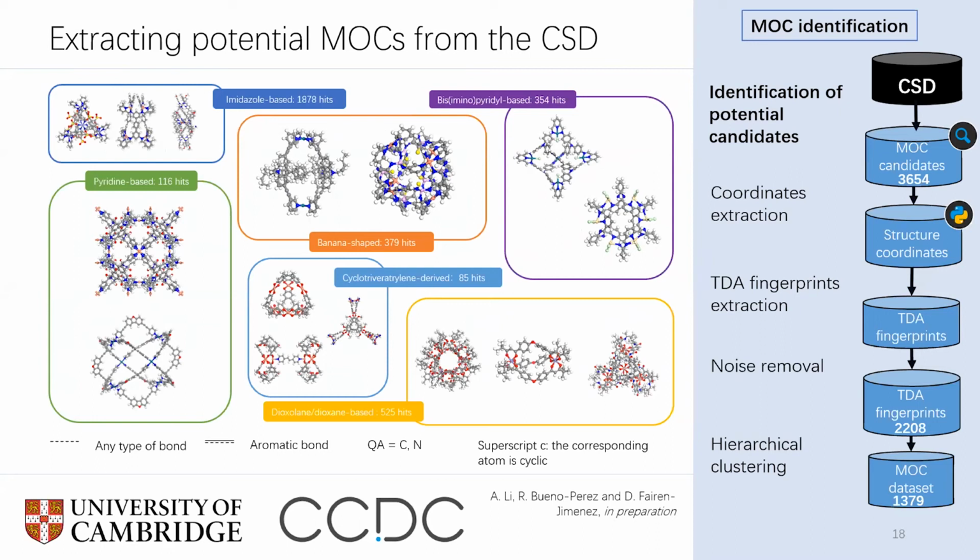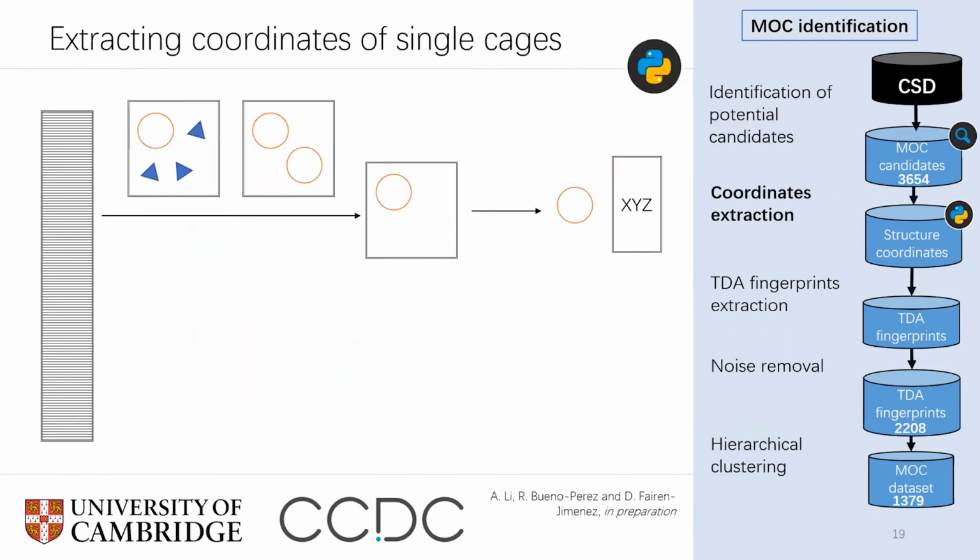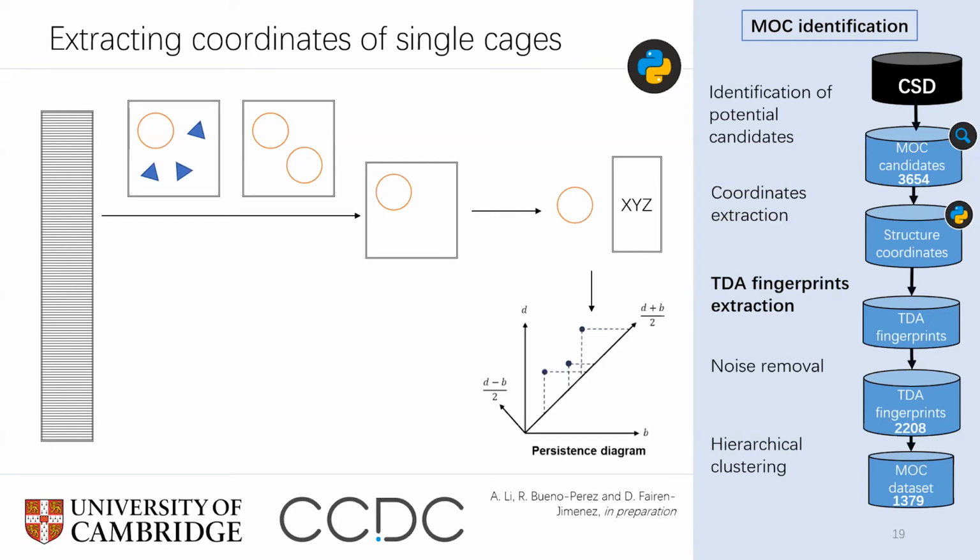Once we have this smaller subset of 3,000 structures, we can extract the coordinates, making sure previously that we're only working with one cage, one molecule, and not several cages in the same file or a cage with different molecules around it. So just one molecule. We extract the coordinates of that, and then we extract the TDA fingerprints.